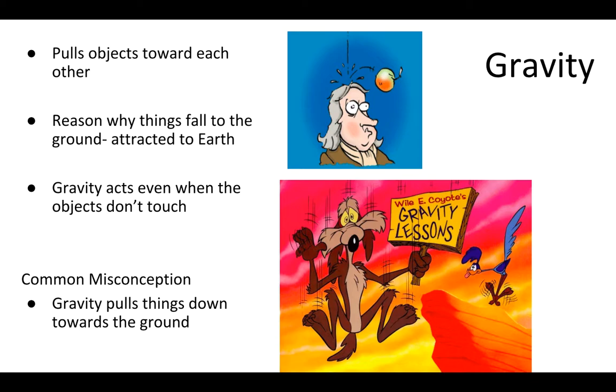Gravity. Gravity pulls objects towards each other. Reason why things fall to the ground, because they're attracted to the earth. Gravity acts when the objects don't touch. Common misconception, gravity pulls things towards the ground.